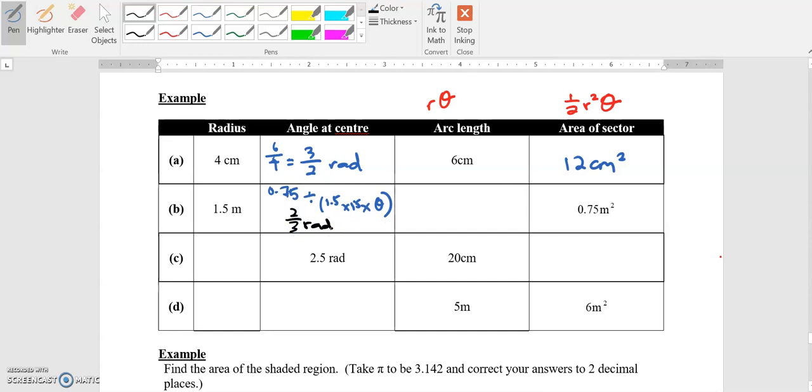Now that I know the angle at the center is 2/3 radian, to calculate my arc length, I just need to take my 2/3, multiply by my radius, which is 1.5, or 3 over 2, so I will therefore get 1 meter.